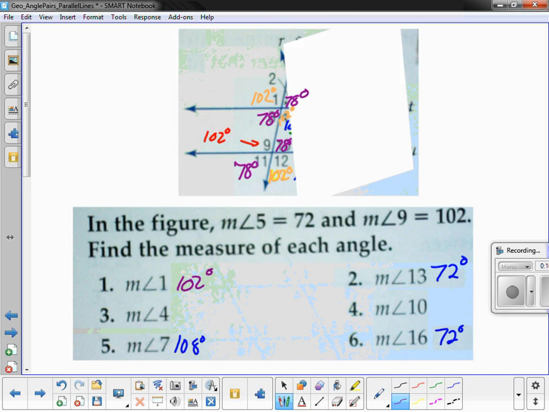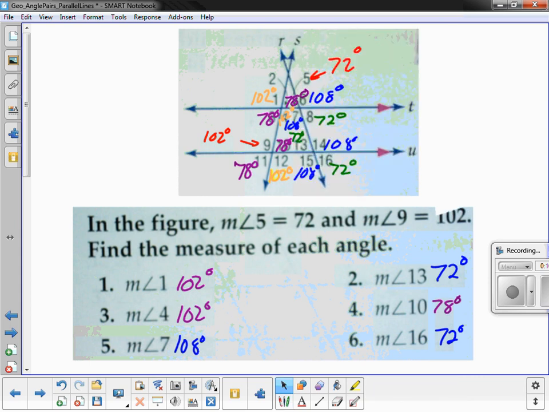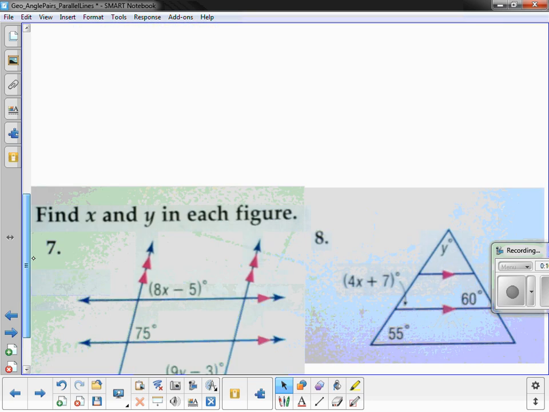Angle 4 is 102. Angle 10 is 78. So we figured out all those angles, and if we actually take a look here, we know every angle. We know the measure of all 16 angles in that figure just by simply knowing what one of the angles was on each side. We got them all figured out. Now, is it going to be always that easy of a problem? Well, no, we know that's not the case.